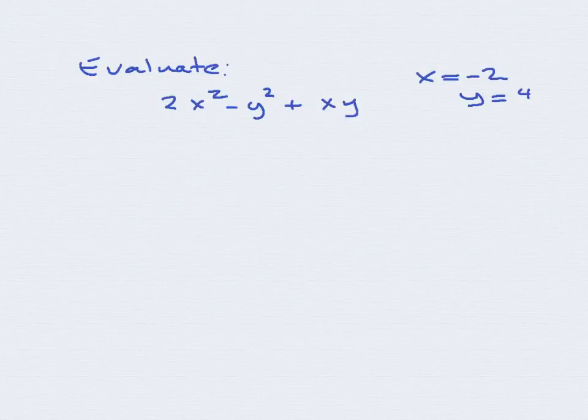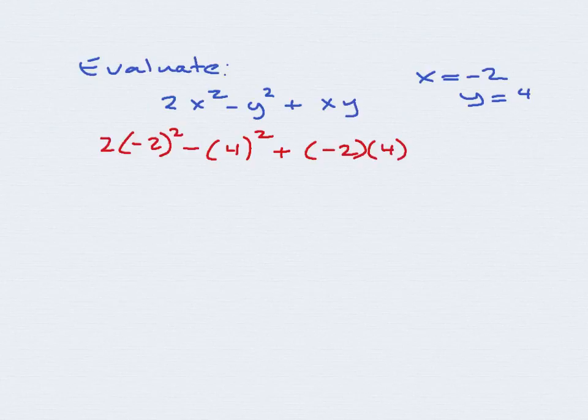Okay, next question. You're asked to evaluate. Now the values of x and y are given. So the first thing you should do is write down what you would have. x is negative 2, minus the value of y. Everywhere there's a letter, substitute the value in. You should probably use brackets for each number to help yourself out.